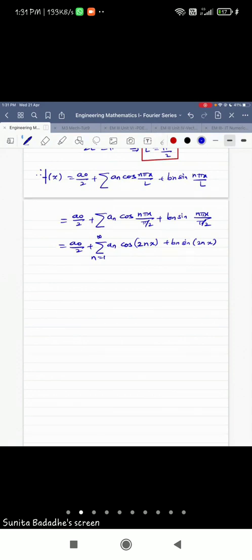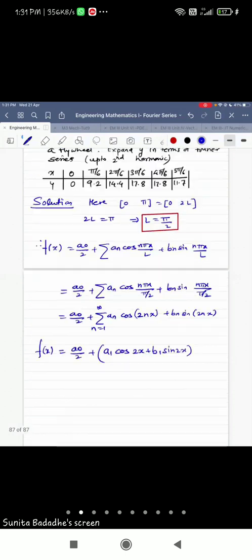Okay, good. So I want two harmonics. I'll write only two harmonics here. Constant is already there. First term at n equal to 1, it will be a1 cos 2x plus b1 sine 2x. This will be my term. Okay, see how to get the value of L, students. A few students are having doubt.